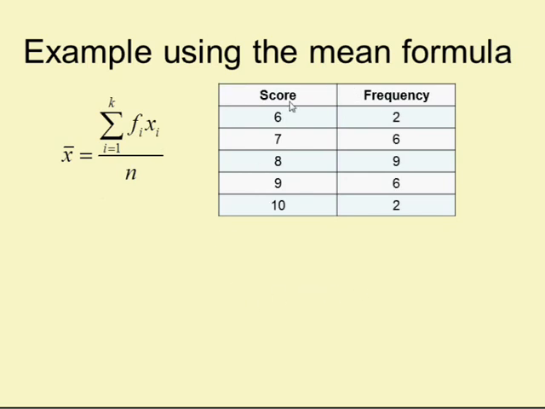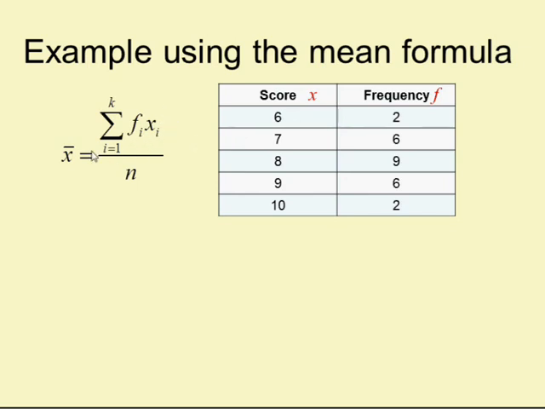So there was some situation in which people could score 6, 7, 8, 9 or 10. And 2 people scored 6, 6 people scored 7, 9 people scored 8, 6 scored 9, and 2 scored 10. So in terms of these letters here, the score is X, and F stands for frequency.